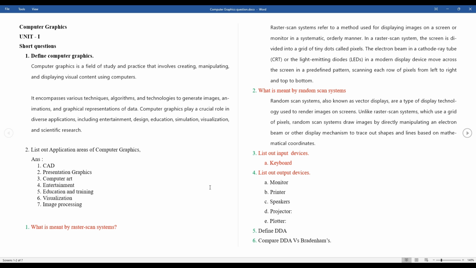What is the list of applications of computer graphics? Computer aided design, presentation graphics, computer art, entertainment, education, training, visualization, image processing.